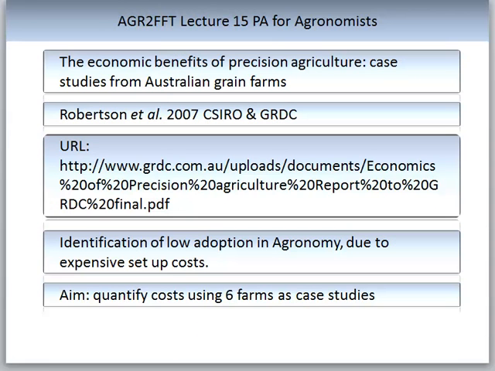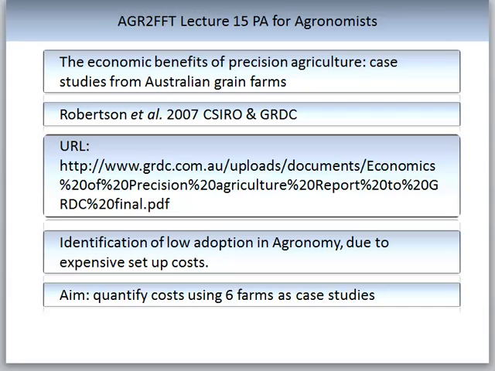The following article by Robertson et al. in 2007 is a joint CSIRO and GRDC report. It can be found on the following URL link for your information. This report is titled The Economic Benefits of Precision Agriculture, a case study for Australian grain farmers. This report aims to identify why there has been a low adoption in agronomy. It concluded that it was probably due to expensive setup costs. It has looked in detail at the setup costs of 6 farms in this case study.